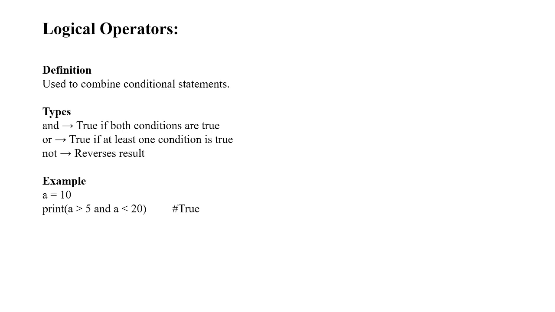There are three types of logical operators. First one is AND. It gives true if both the conditions are true. Next is OR. It gives true if at least one of the conditions is true. Next one is NOT. It is the reverse of the result. Changes true to false and false to true. I will explain each type of logical operator with an example.